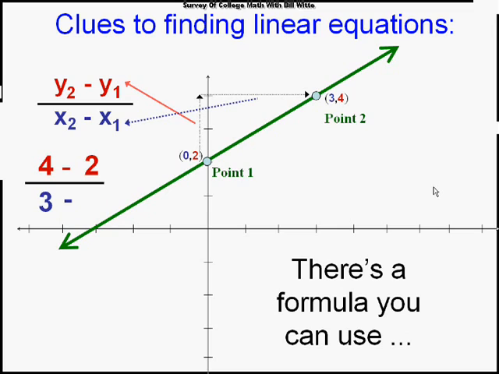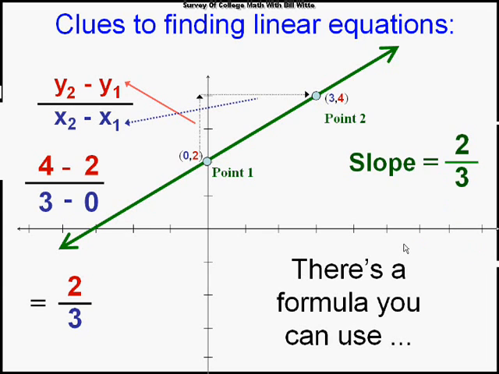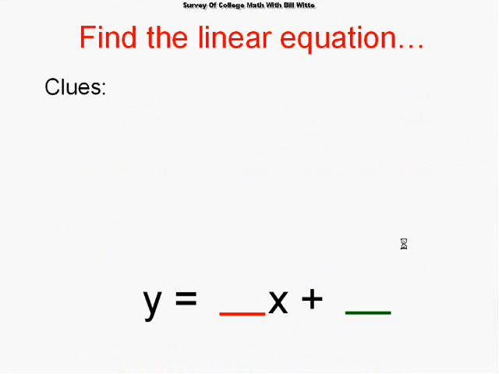3 minus 0. And we could calculate this and find the slope between these 2 points without even drawing the picture. 4 minus 2 is 2. 3 minus 0 is 3. And in fact, the slope of this line, looking at it, is 2/3. Now then, we'll see how much you learn. Well, remember what our goal was: to find this formula, find the equation.